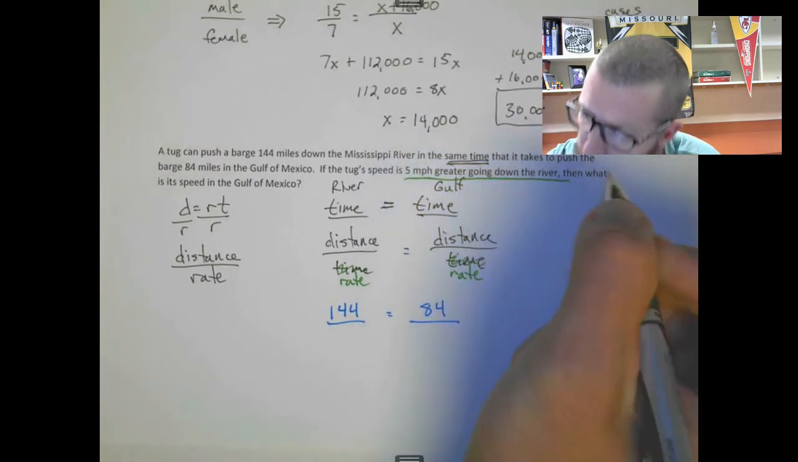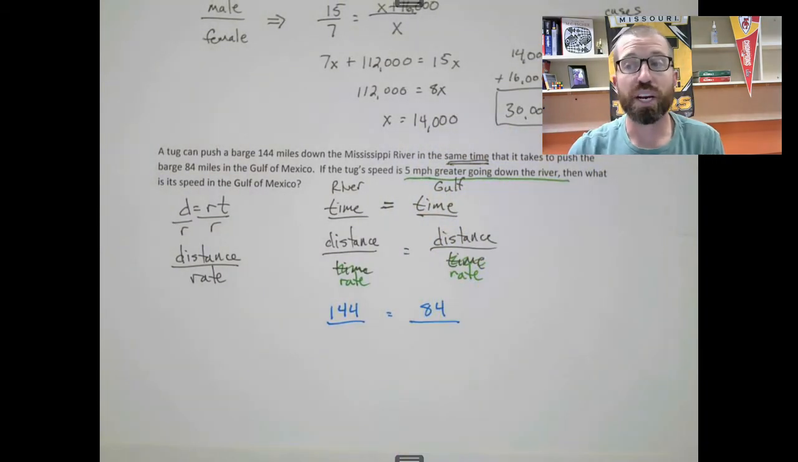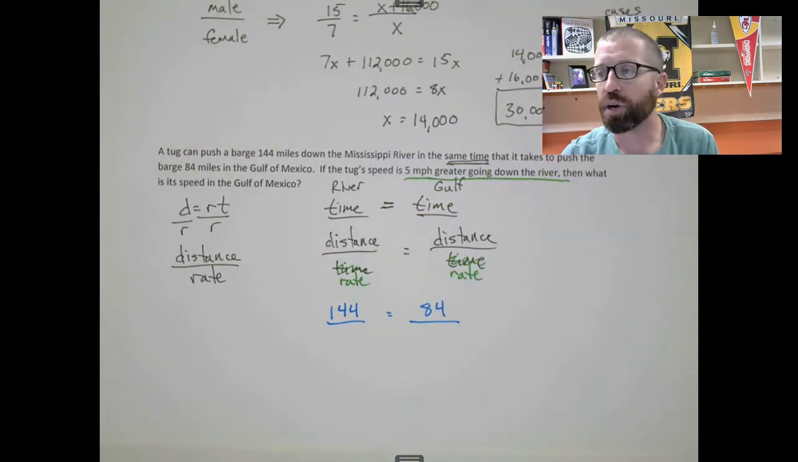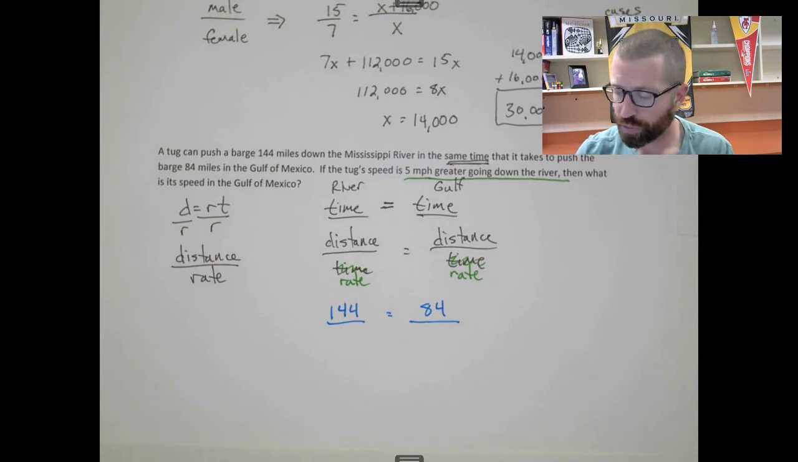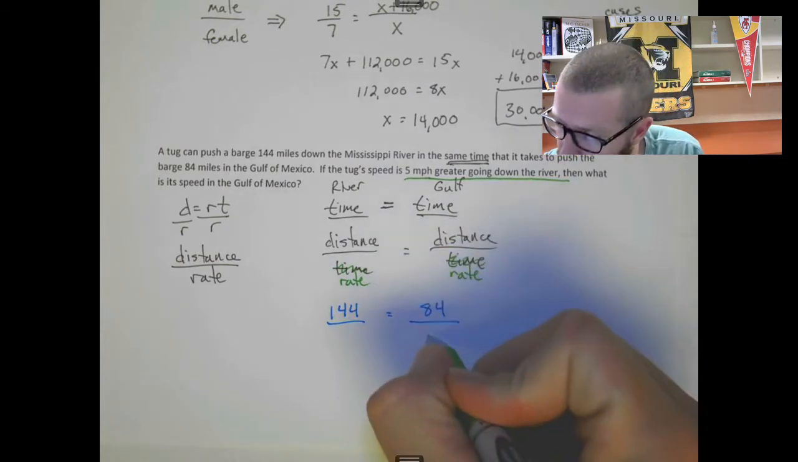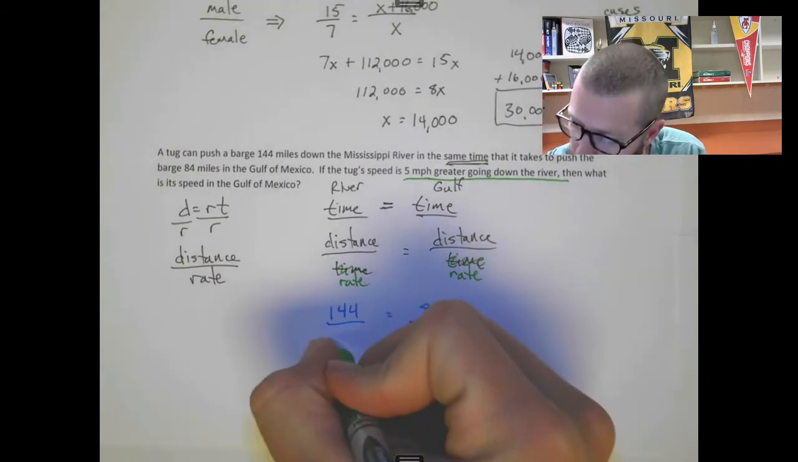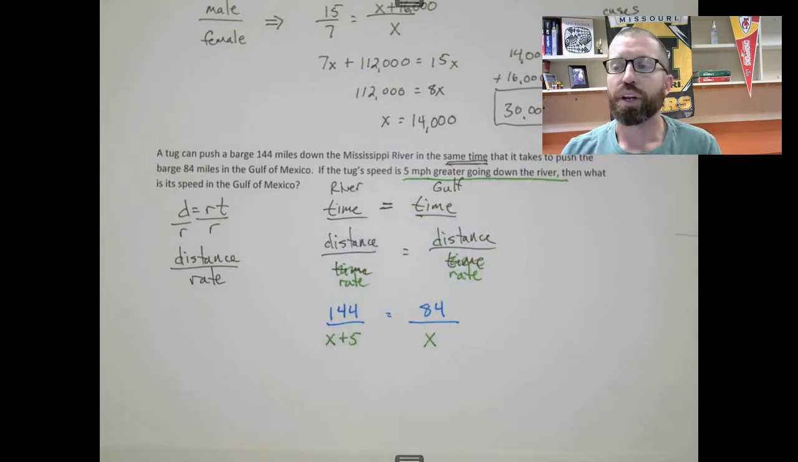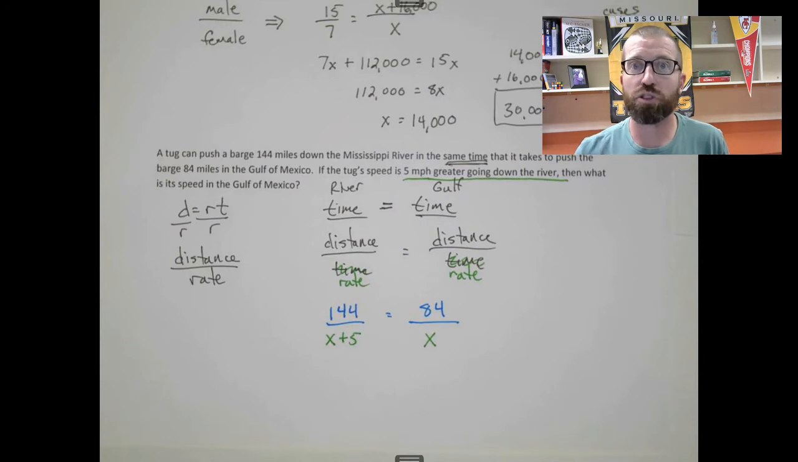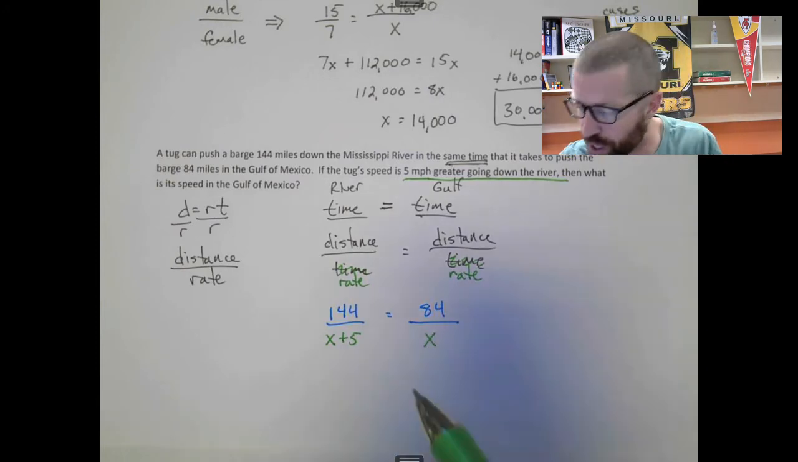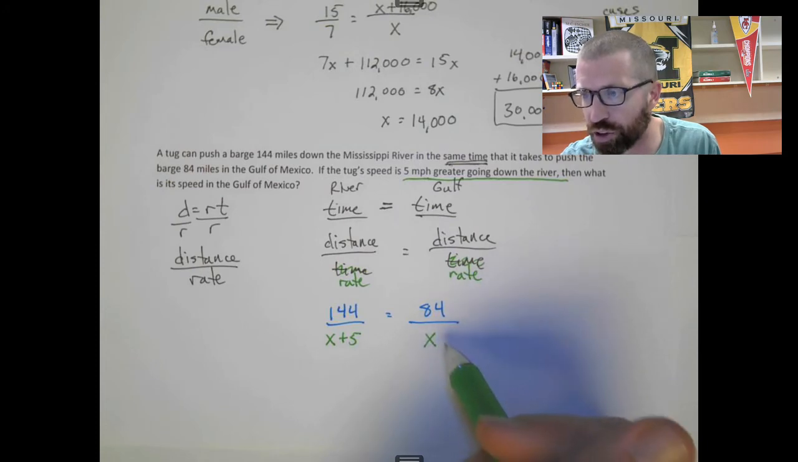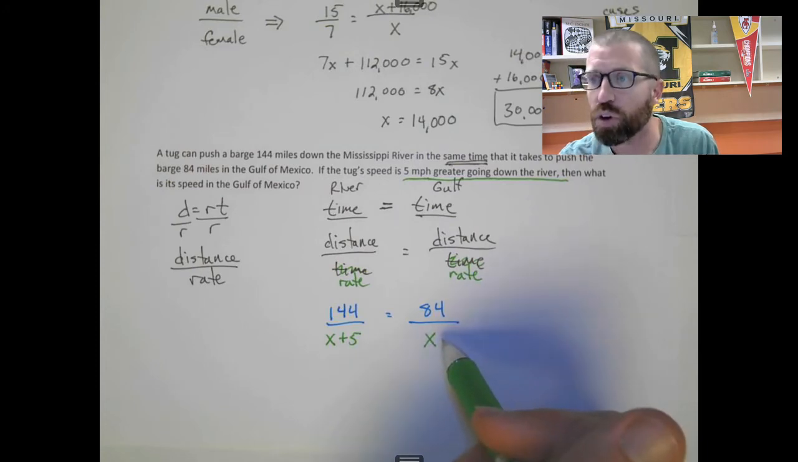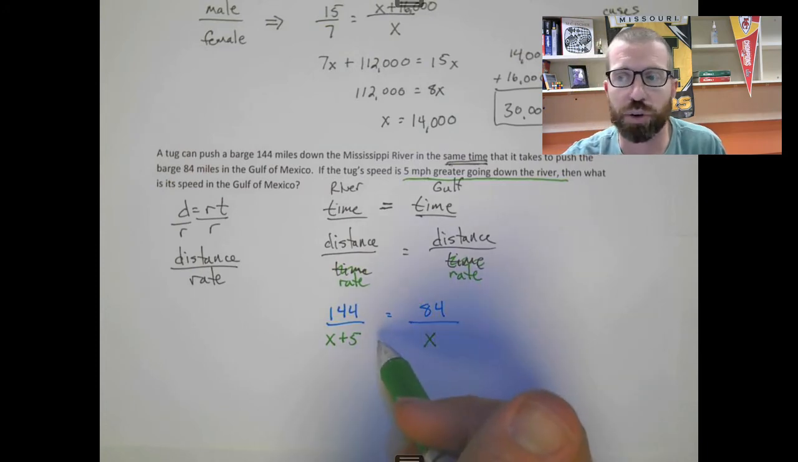Okay, so the rate, it says the tug speed is 5 miles per hour greater going down the river than its speed in the Gulf of Mexico. So 5 miles an hour greater going down the river. So in the Gulf, if my speed was x, then 5 miles an hour greater would be x plus 5. Now that's kind of tough to do. It takes some practice. One thing you can do is just don't think too much about where the variable goes. Just pick a spot. So if you pick for the x to go here, okay, so then that's x. What would it be if the tug was 5 miles an hour greater?